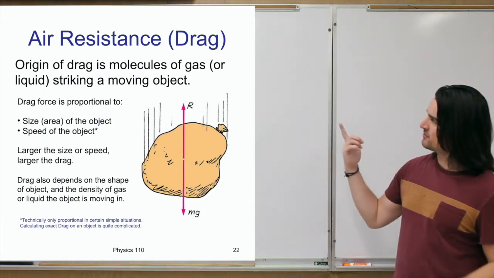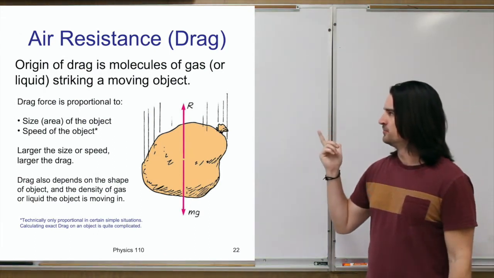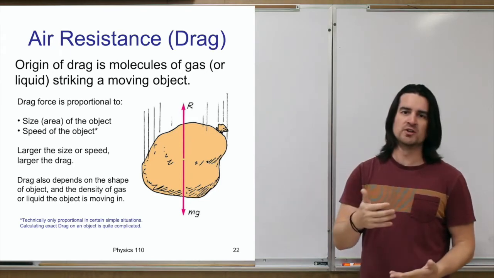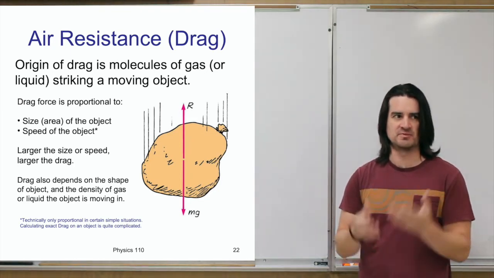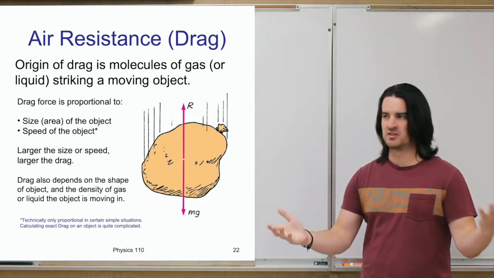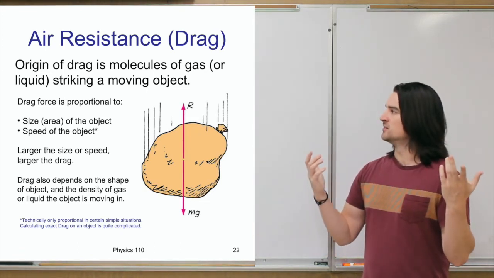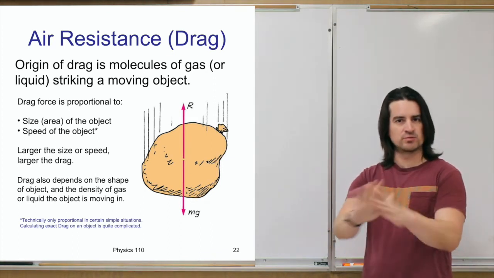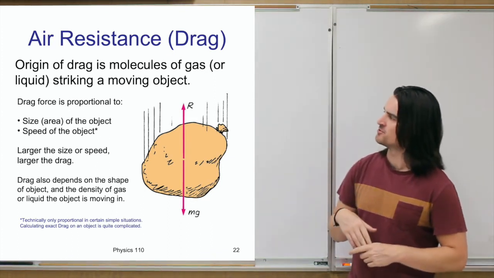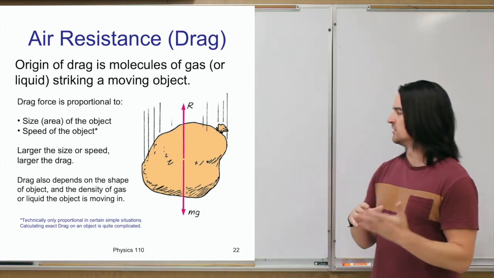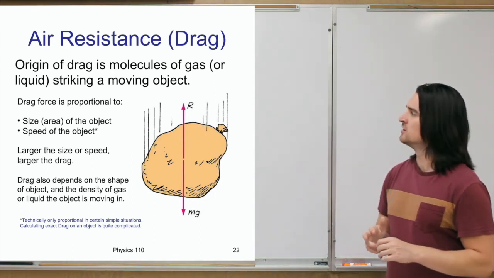Okay, so back to air resistance. As I mentioned before, the reason that there is air resistance is that the air is made up of atoms and molecules, and by trying to move through those, we have to push them out of the way, and they push back on us. So another term for air resistance is drag, or sometimes called drag force.